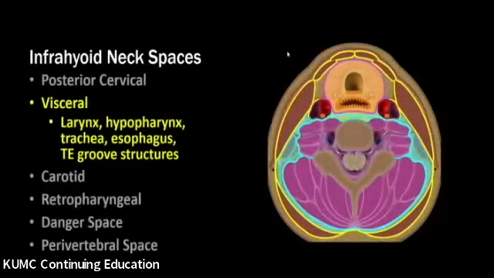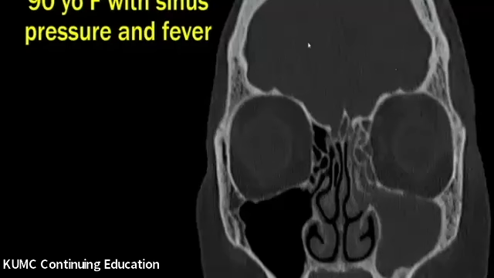Then the visceral space, which is contiguous with the pharyngeal mucosal space, and again encased with that middle layer of the deep cervical fascia, containing the larynx, hypopharynx, cervical trachea, esophagus, and the tracheoesophageal groove structures, thyroid, parathyroid. All right, let's get to some cases.